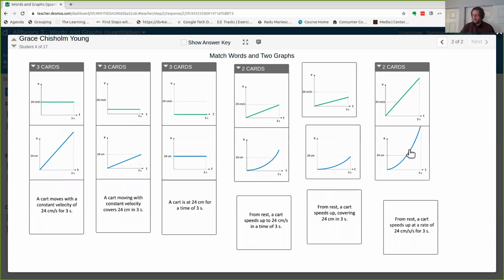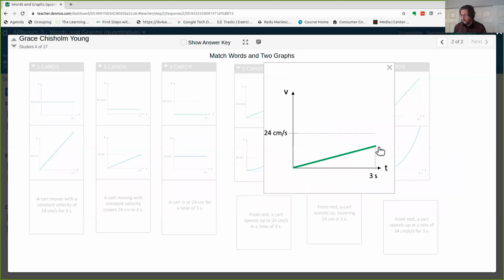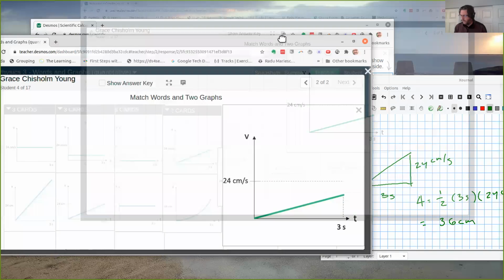So this one I was right. I can tell that I'm right now because of that area, and then that seeming to be a little more than 24 rather than a lot more than 24. And then that means these two go together. Let's see how that makes sense. It travels a total of 24 centimeters in 3 seconds. This one in 3 seconds. Let's see if we can figure out that area.